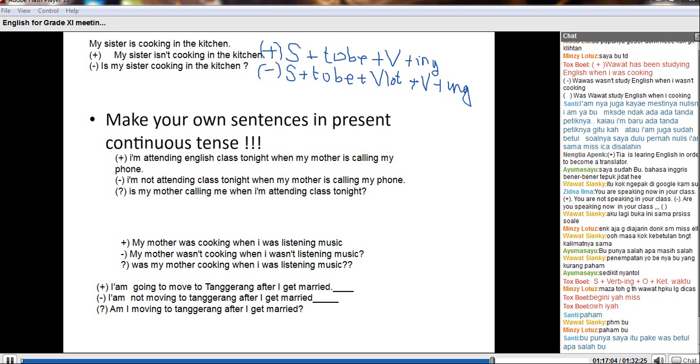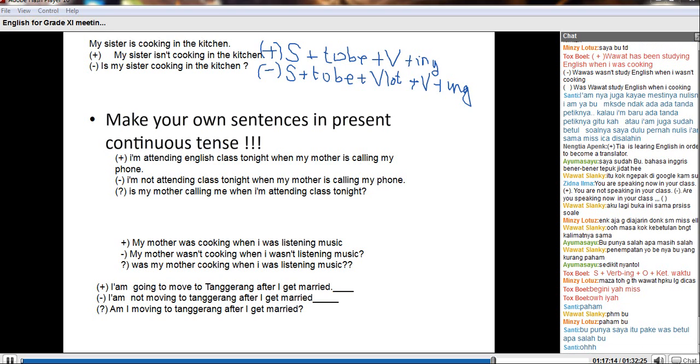Ya karena kamu pakai was, harusnya semuanya lampau. Sudah benar, tapi ini past continuous tense, bukan present continuous tense. Sudah?